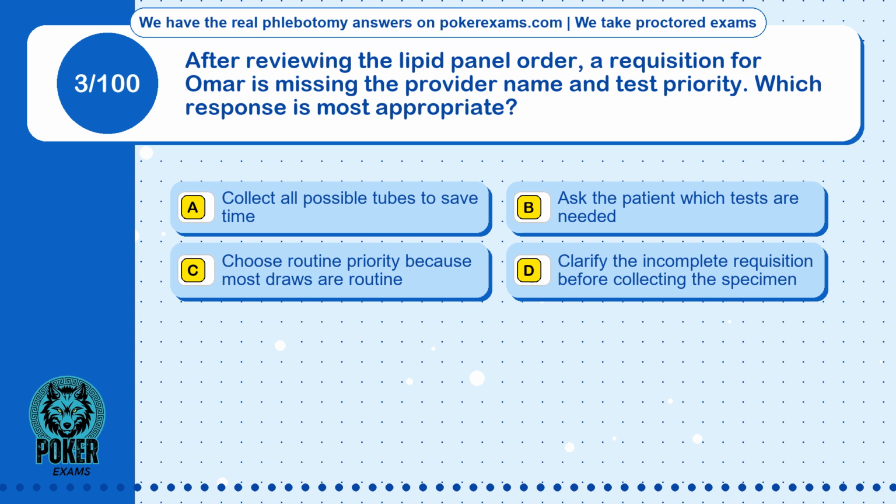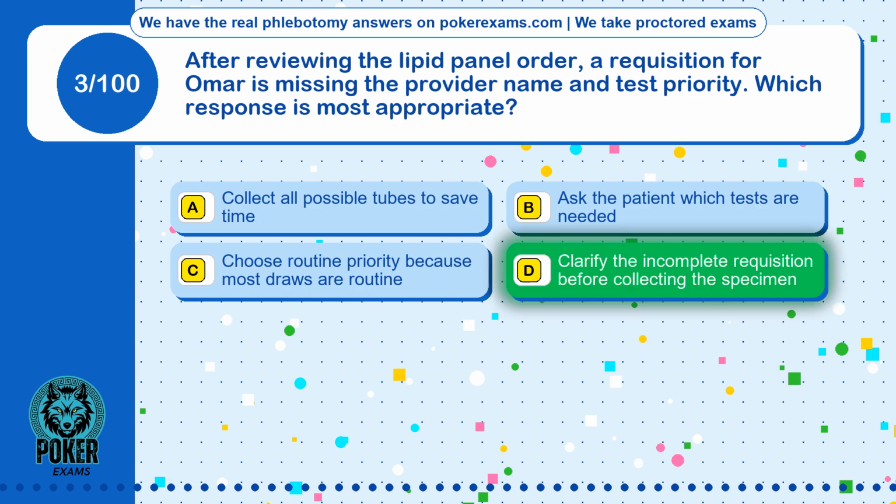Option A. Collect all possible tubes to save time. Option B. Ask the patient which tests are needed. Option C. Choose routine priority because most draws are routine. Option D. Clarify the incomplete requisition before collecting the specimen.